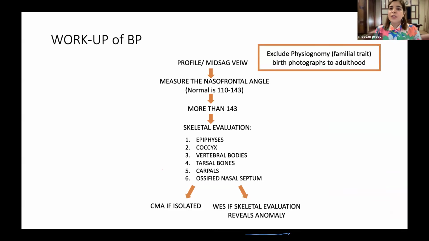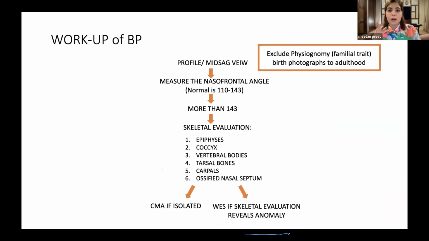Okay, so with etiology in mind, how do I work up a case of binder's phenotype? What do I do to look beyond the fetal phase? Now, I've done my mid-sag view. I've seen the profile. I know it's looking like a binder's. Number one, I will objectify it. I will measure and store the angle, nasofrontal angle.